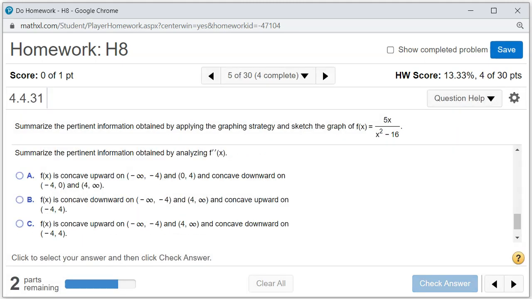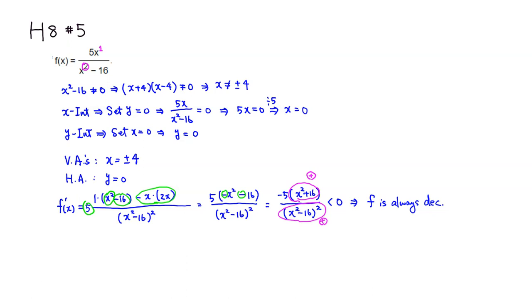Then we look at concavity. We take the derivative one more time, f double prime of x. I'm going to square the bottom, so you have x squared minus 16 to the 4th power. Then I'm going to put the negative 5 outside.